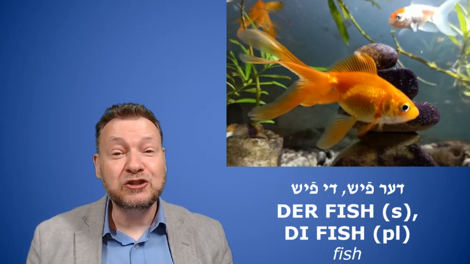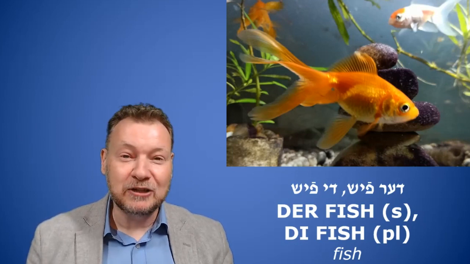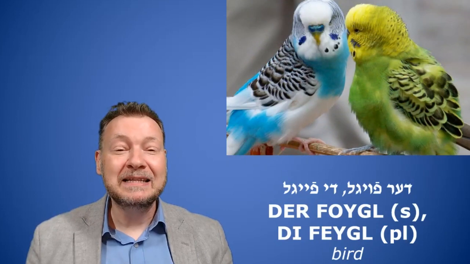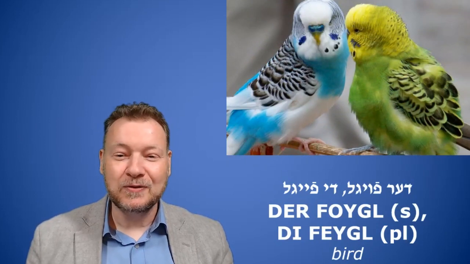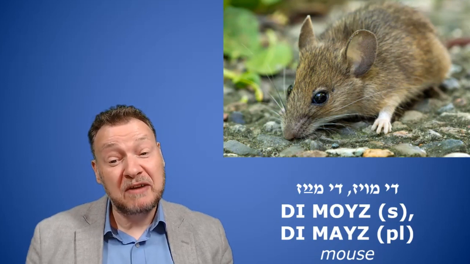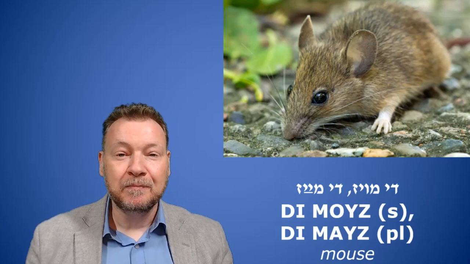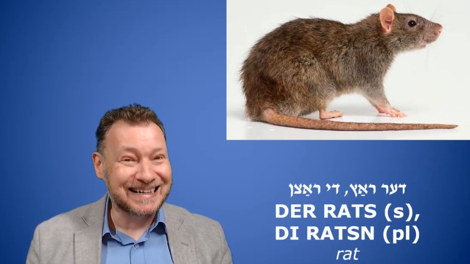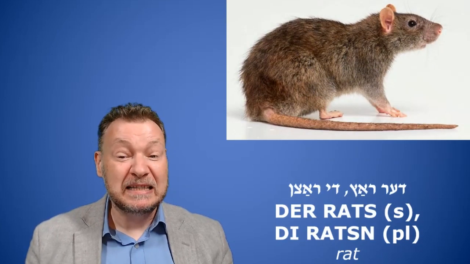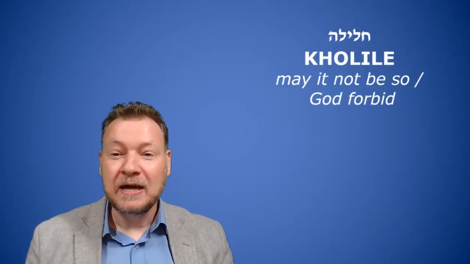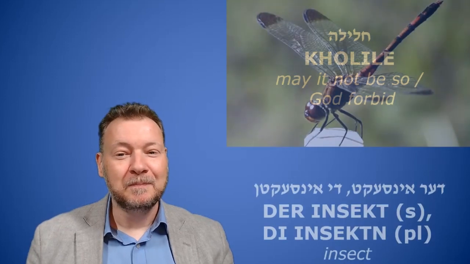Efscher der Fisch, plural die Fisch. Oder der Vogel, plural die Vögel, birds. Und efscher die Mäus, plural die Mais. Und cholile nicht der Ratz, plural die Ratzen. Cholila is a good word to know. It means may it not be so, or God forbid.